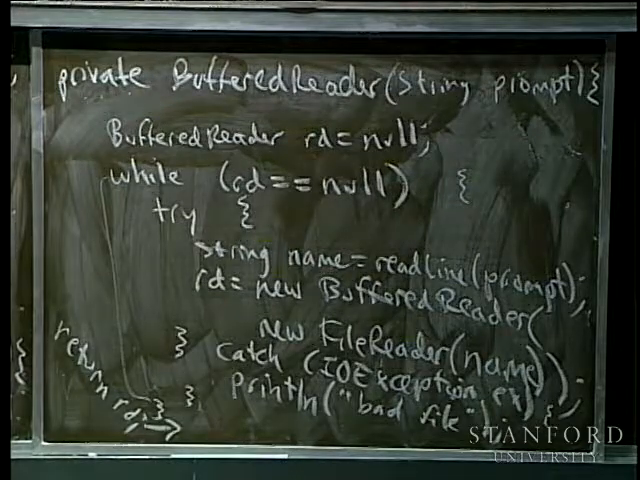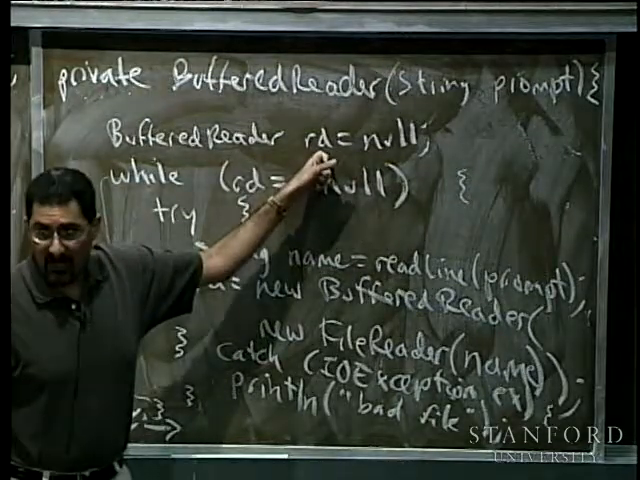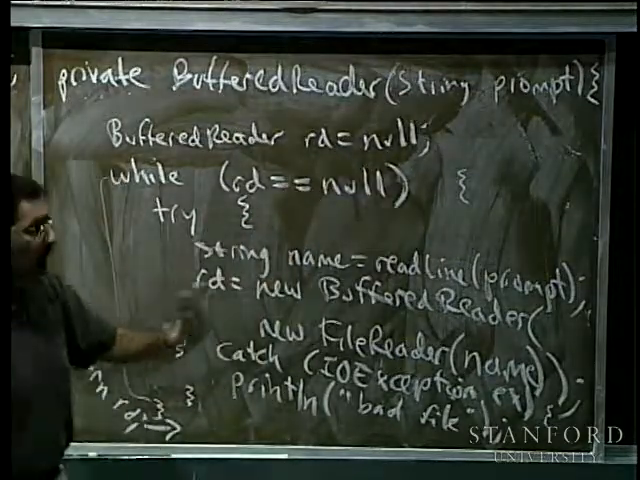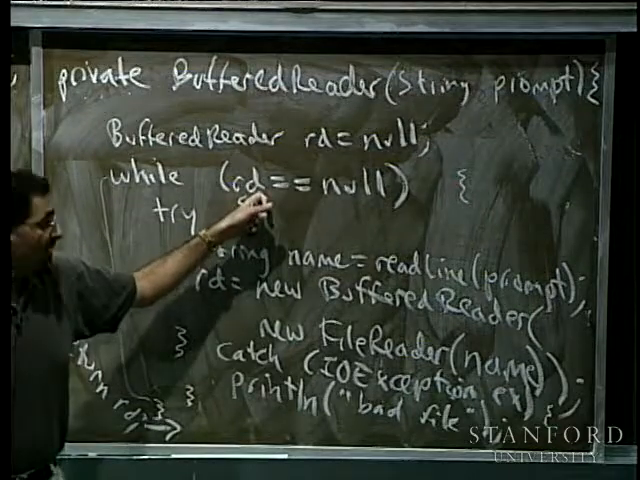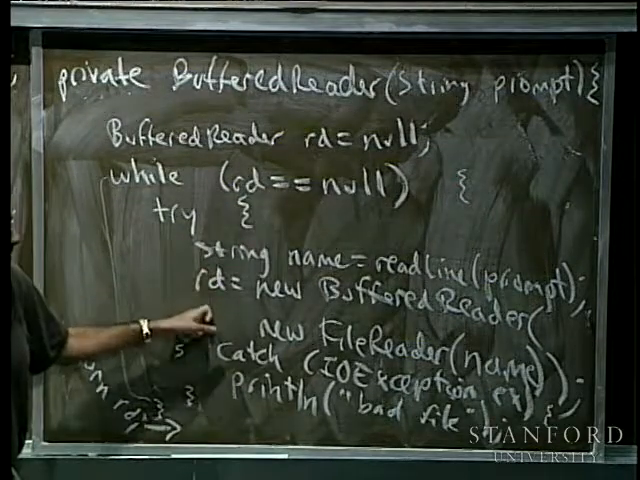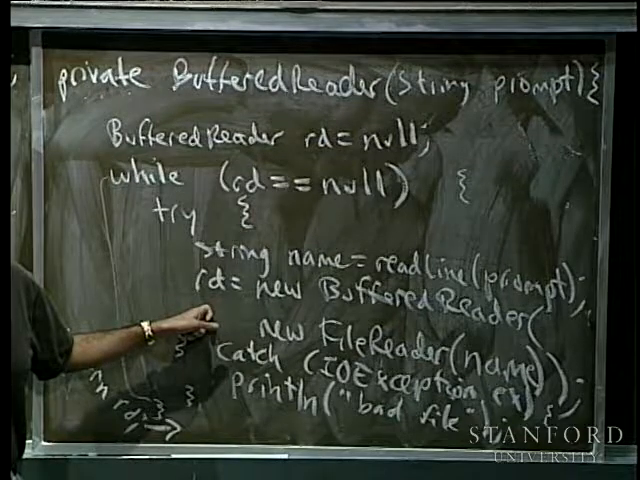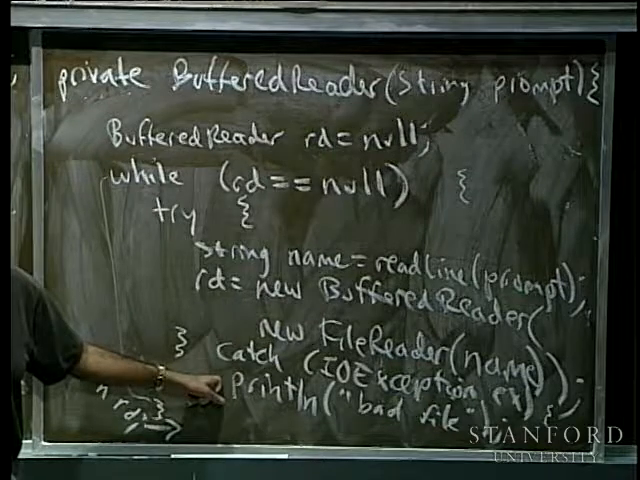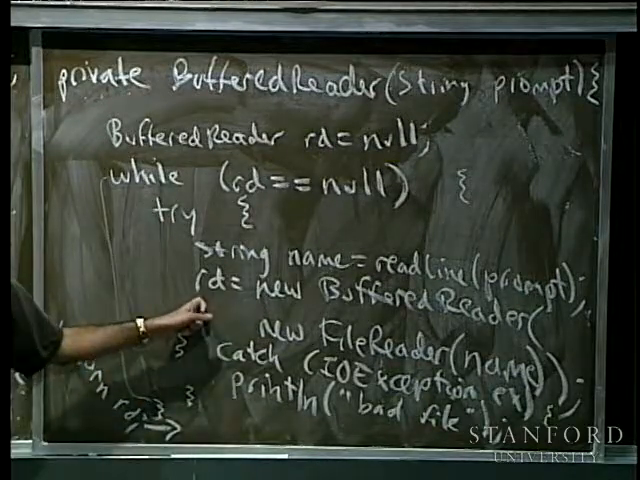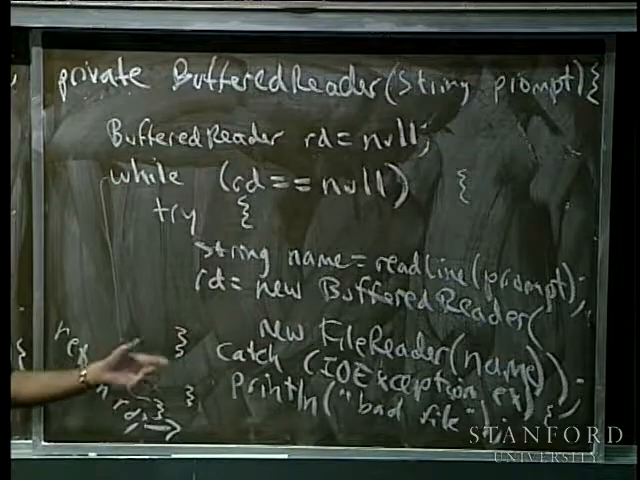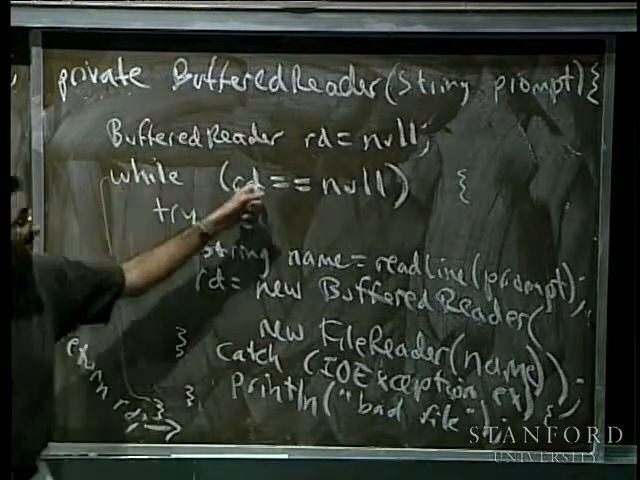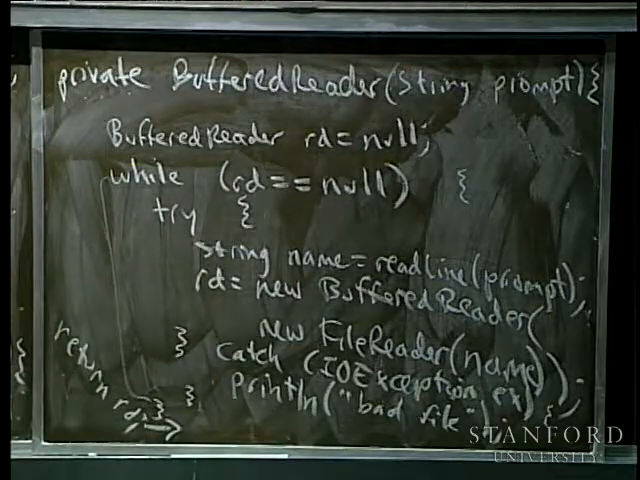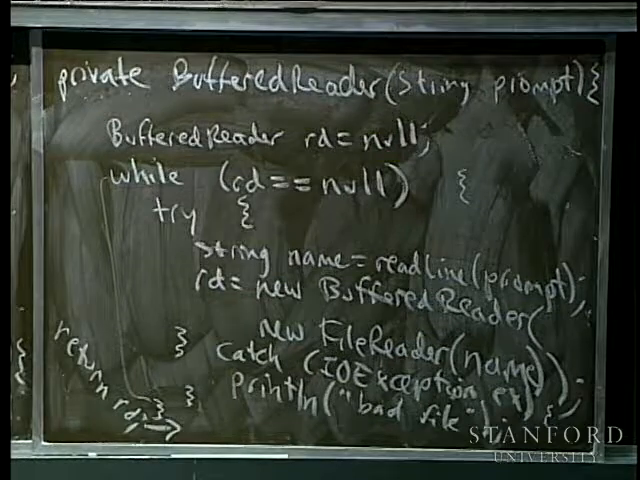Okay? So what does this code do? It says, create the space for an object, or create one of these pointers to an object, but set it to be null. It's not pointing to a real object yet. And while it remains null, ask the user for a line. Try to open up a buffered reader to that file. If this works, life is good. I don't execute the catch portion, and RD now has a non-null value because it's actually a valid buffered reader object. And so when I try the while loop again, RD is no longer equal to null, which means I'm done with the loop, and I will return this object that I just created, which is a valid correspondence to a file.